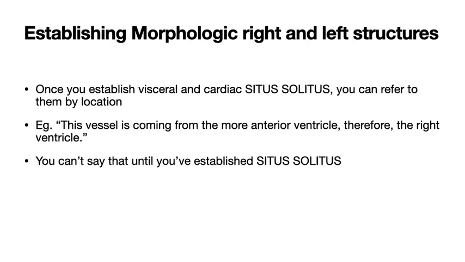All right. Once you establish visceral and cardiac situs solitus, meaning the visceral situs is normal and the cardiac situs is normal, then you can start referring to them by location. Once you've figured out that everything's normal, then you can start thinking, okay, this vessel's coming from the more anterior ventricle, and I know that the anterior ventricle is the right ventricle. But you can only say that once you've figured out that this is situs solitus.